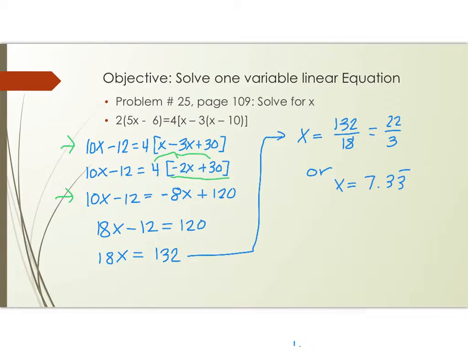Now we're going to bring the negative 8x over to the other side of the equation. We get 18x minus 12 is equal to 120, and we add 12 to both sides, and we get 18x is equal to 132. We divide both sides of the equation by 18, and we get 132 over 18, which reduces down to 22 over 3, or 7.33 repeated.